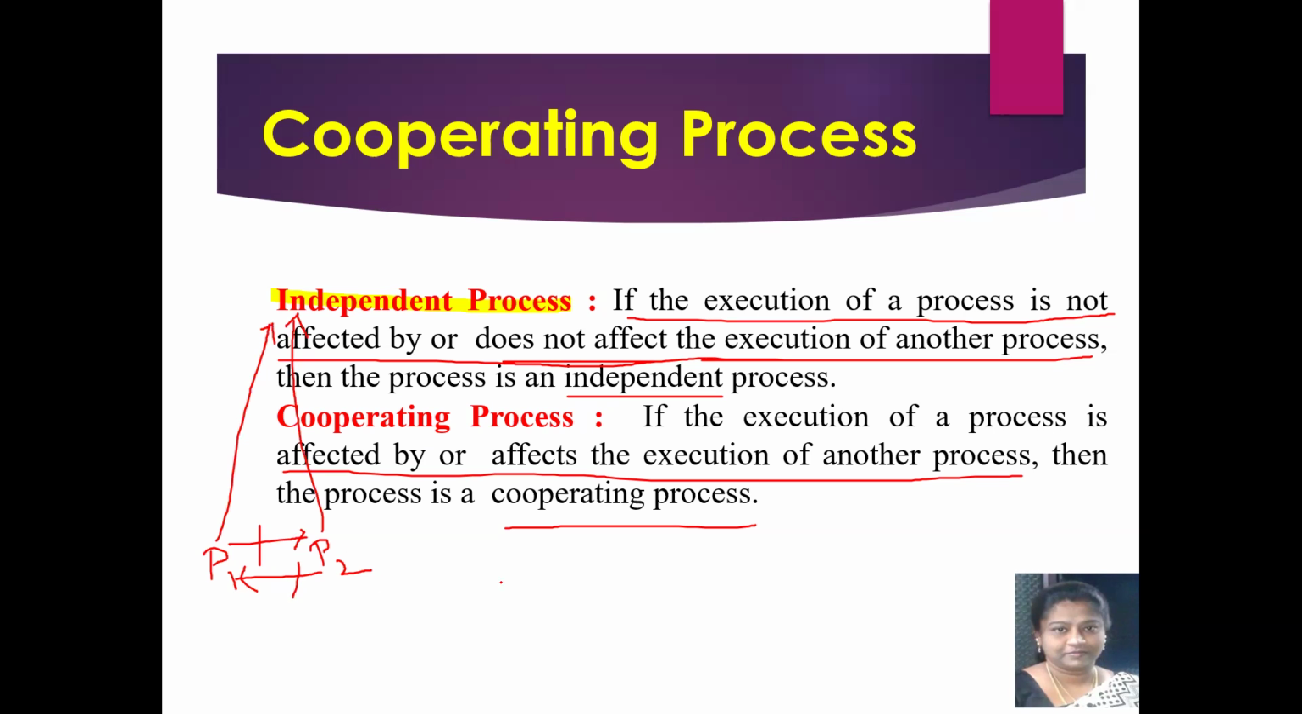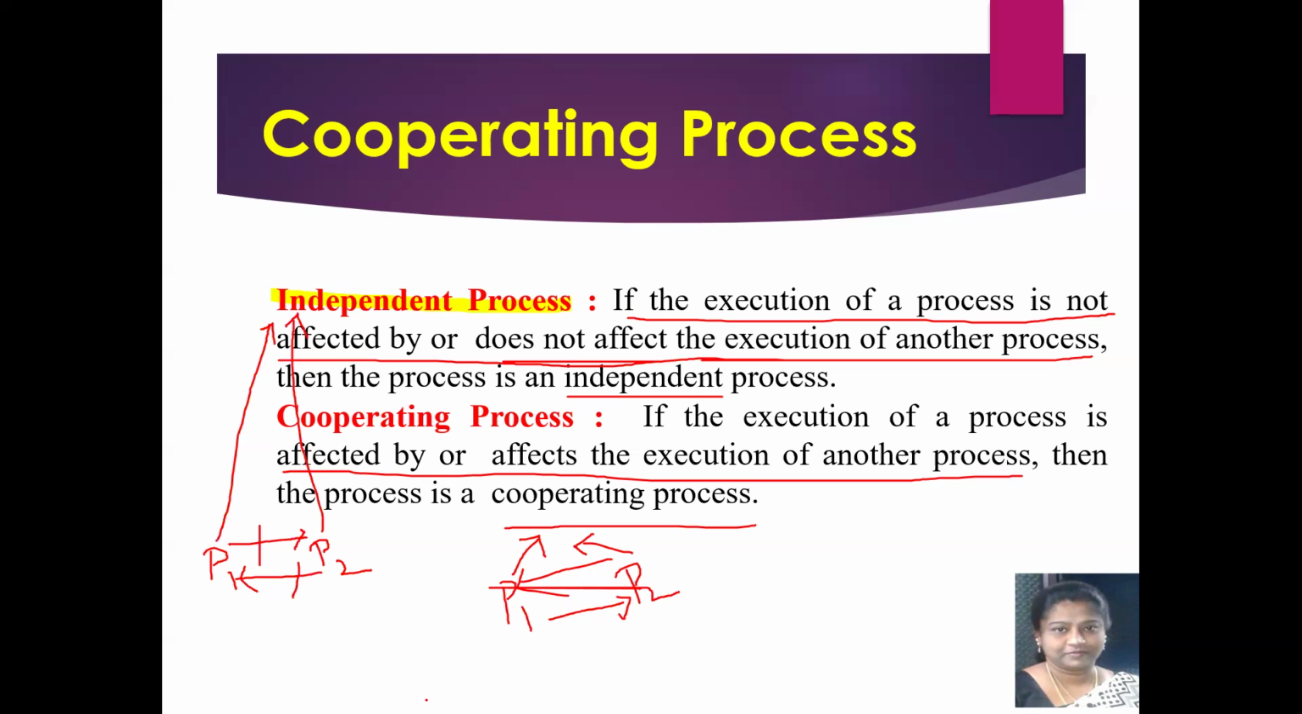The other way around, I have two processes P1 and P2. If P1's execution affects P2 and P2's execution affects P1, then I will call P1 and P2 cooperating processes. Hope the definition of independent and cooperating process is clear.